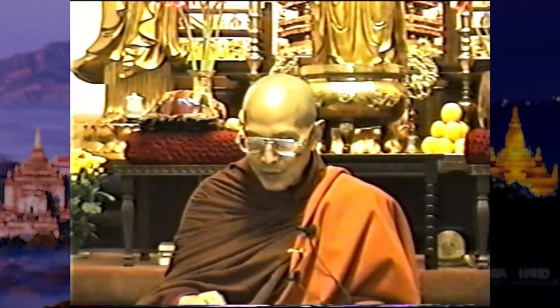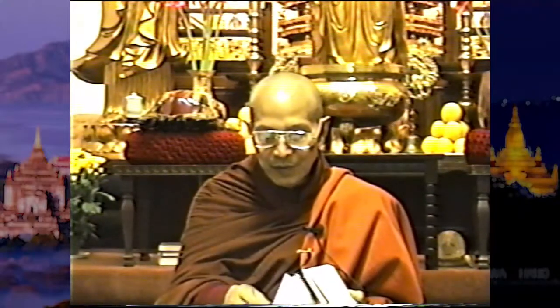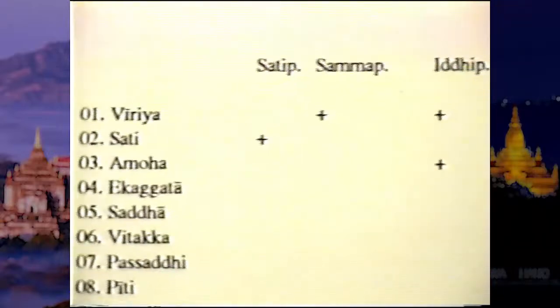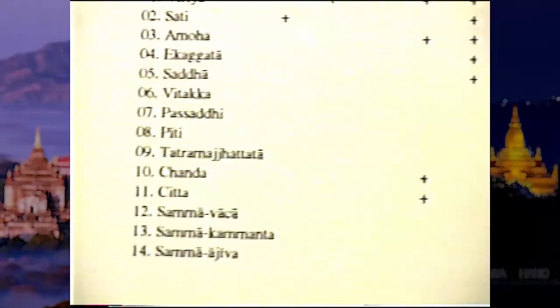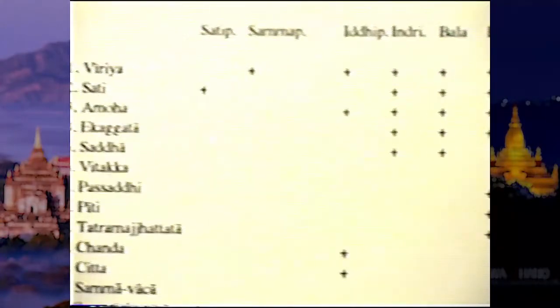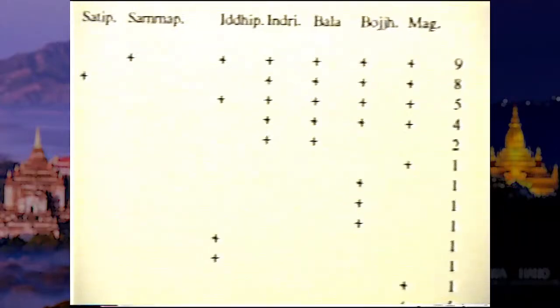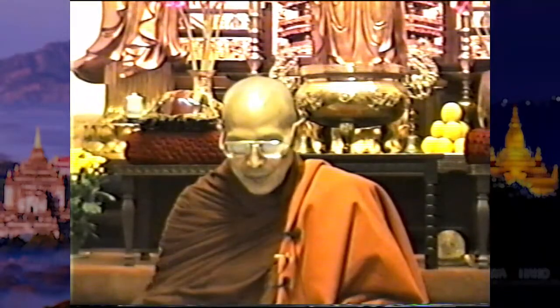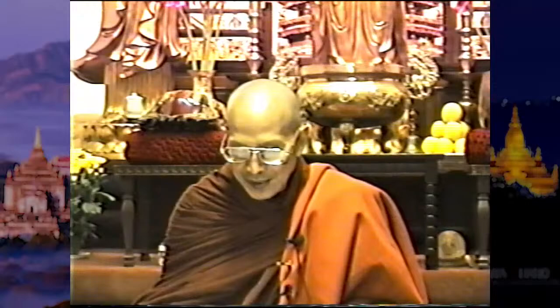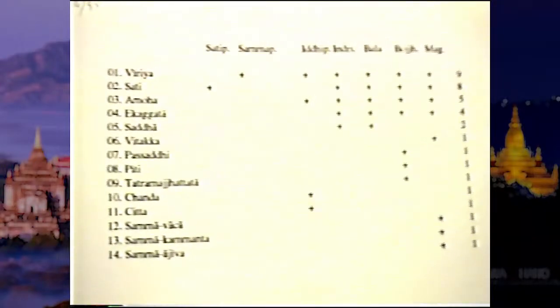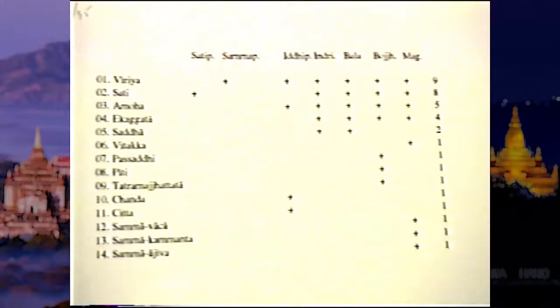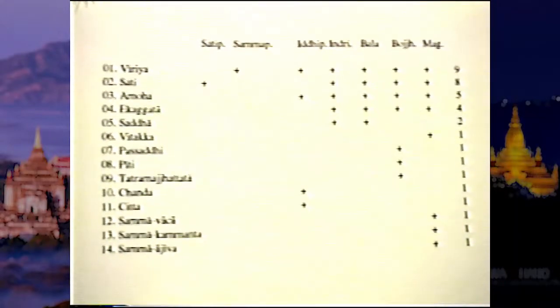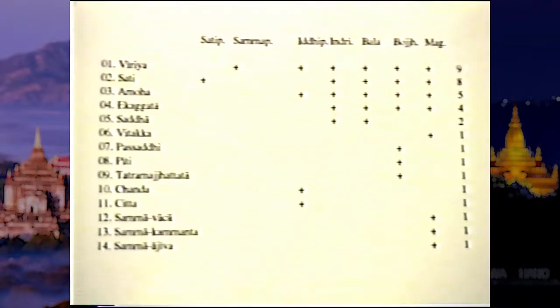Okay. Now let us go to the sheet. This sheet. Actually, you'll have to draw the diagram like that. So here: Satipatthana, Sammappadhana, Iddhipada, Indriya, Bala, Bojjhanga, Magganga. And then on the left, Viriya and so on are given. Now, in this section, only 14 states are treated: Viriya, Sati, Amoha, and so on.